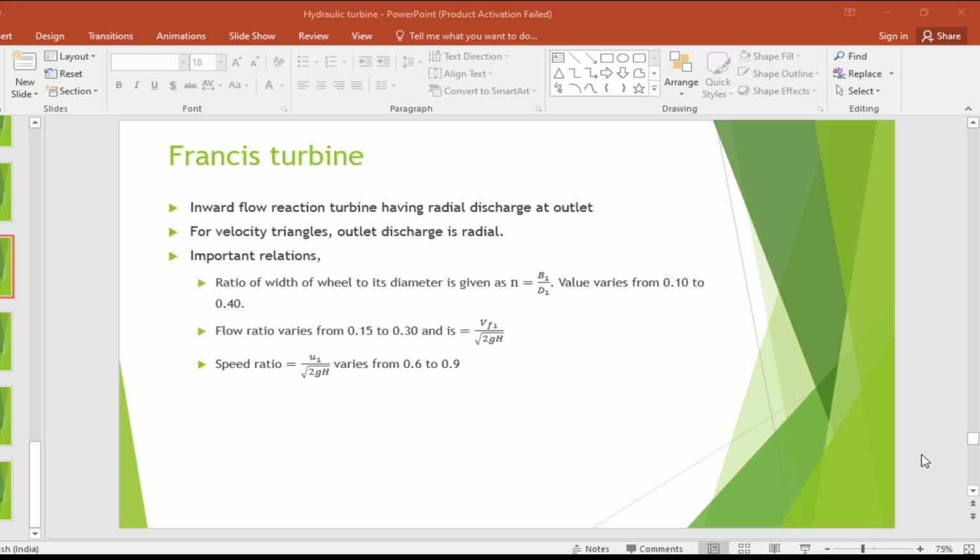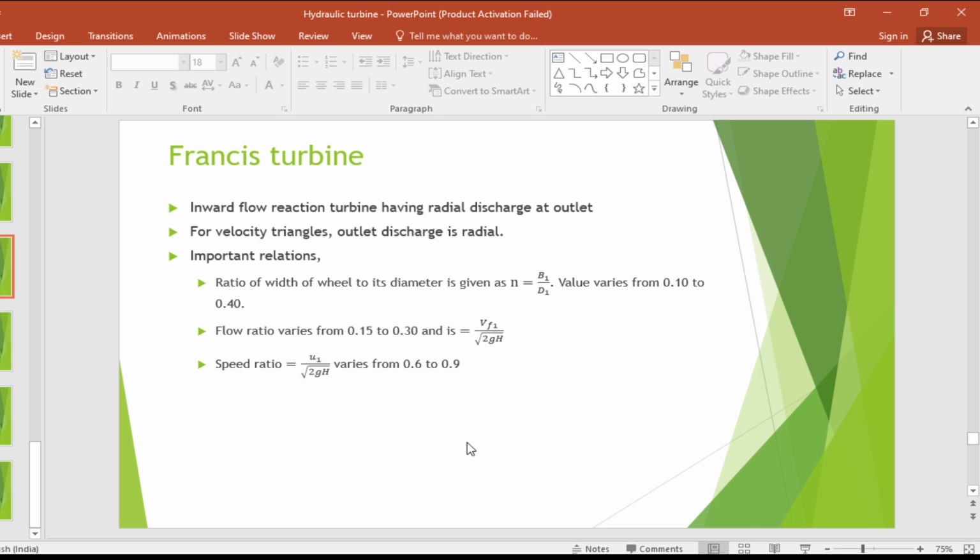Hello everyone. In this video, we will study the next important type of turbine, which is the Francis turbine. Up to this video, we have covered the Pelton turbine, also inward and outward flow radial turbine, inward and outward flow reaction turbine. Now in this video, we will move further to the Francis turbine.